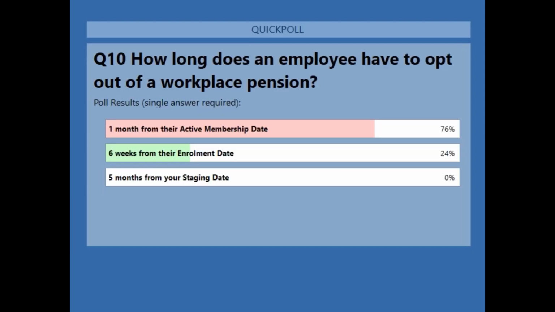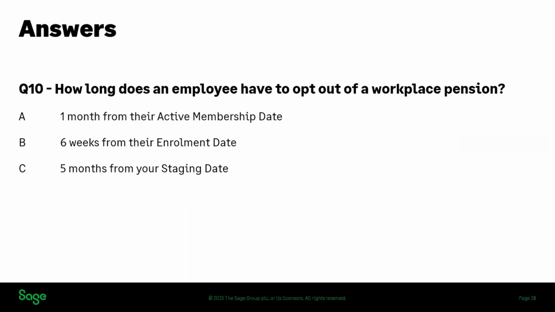So another majority on this one with 76% saying 1 month from their active membership date. Not as big of a majority as we have seen, because we did have 24% saying 6 weeks from their enrollment date, and nobody selected 5 months from your staging date. So Duncan, can we reveal, please, who got it right?